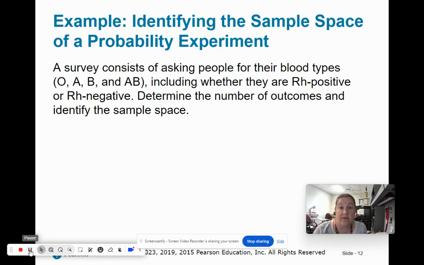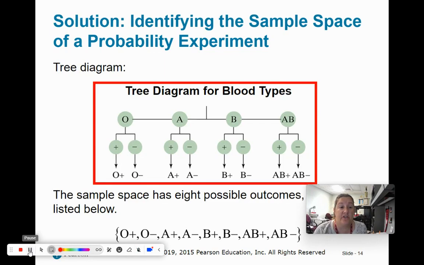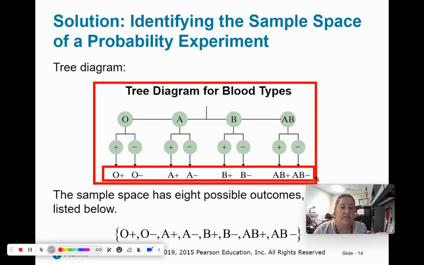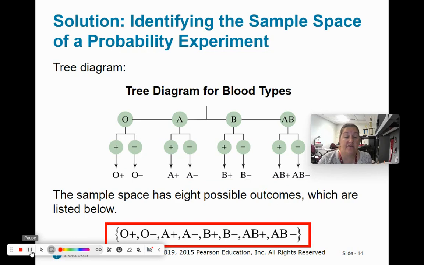A tree diagram would be a great strategy to do this. When doing the tree diagram, we're going to have the blood types first, and then each blood type can either be positive or negative. So notice at the bottom of this tree, we have all the possible outcomes. The sample space will be written as a brace, each possible outcome, and then an end brace. Part of the question was how many, so include that there's 8 possible outcomes.